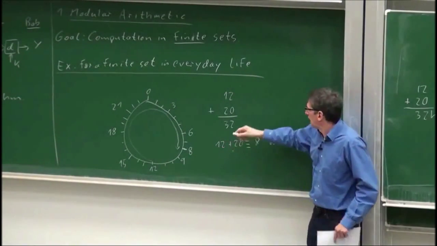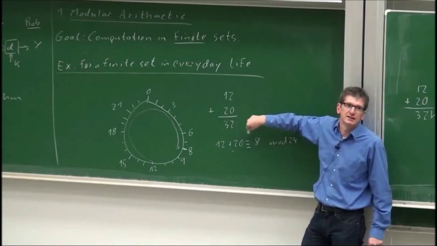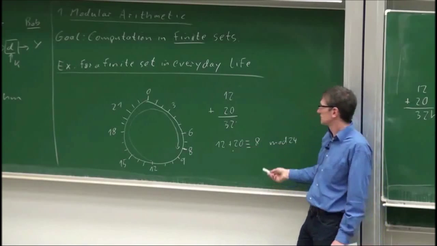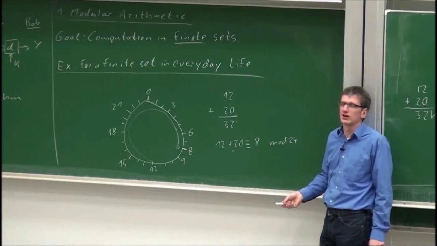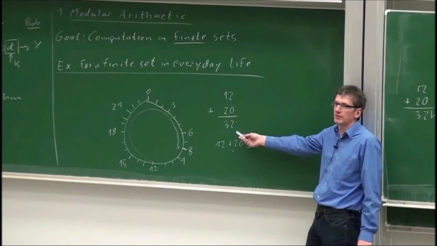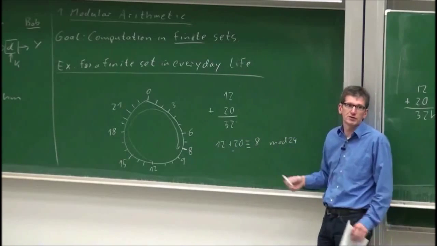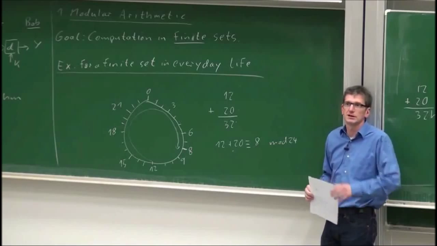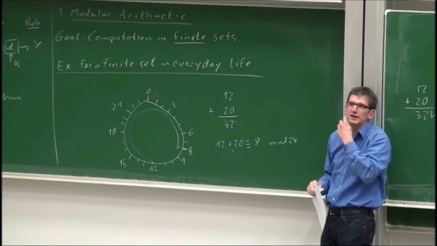So how is the 32 and the 8 related here? I mean, what is the general rule? If I give you a number and I want to reduce that modulo 24, what do I do? Any idea? Yeah? The remainder, right, the remainder.